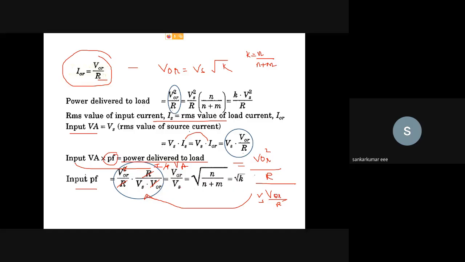So V naught R divided by Vs means, from this formula we can calculate this Vs. V naught R divided by Vs equal to root of k. So root of n by n plus m will be the input power factor for this integral cycle control.